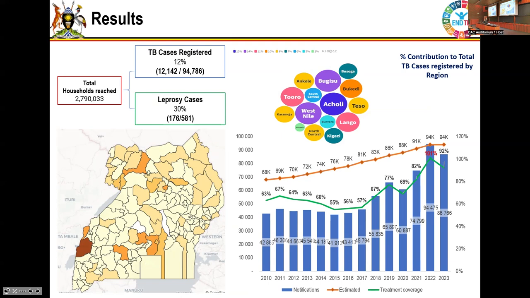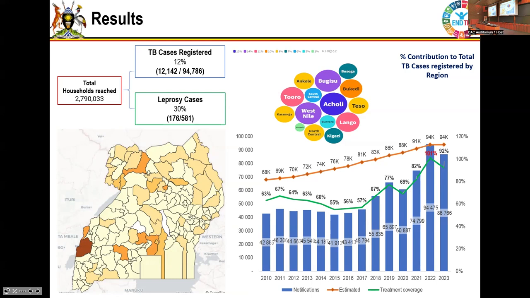In 2021 we did it in 50 districts, and in 2022 we said, let's go to the entire country. We actually got all the 94,000 people we anticipated to have TB when we did the house-to-house community intervention. And we were able to capture the information in real time because we already had an electronic system, both the tracker and the aggregate. So, of course, that was the campaign mode.